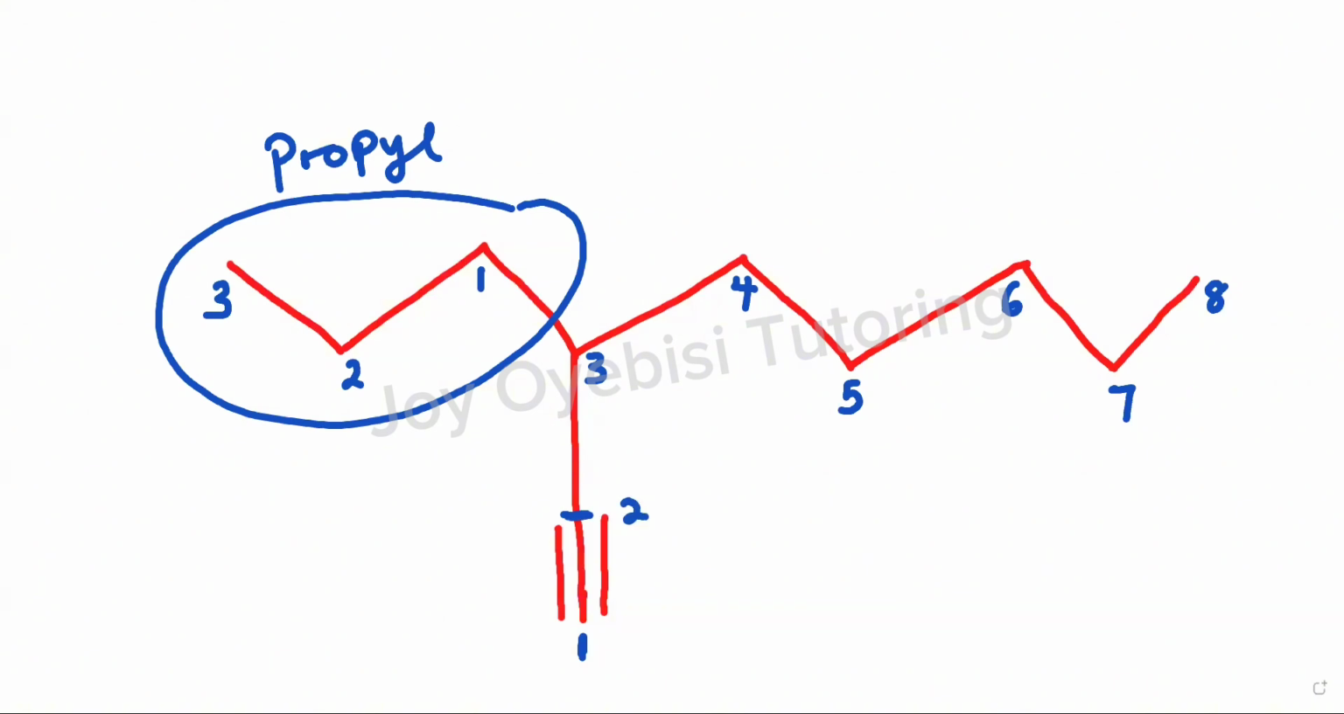Now, we start with the branch. So this propyl group is attached to carbon 3. So we're going to say 3-propyl. And then we have 8 carbons as the longest continuous chain. And the prefix for 8-carbon is oct. The alkyne, the triple bond, started from carbon 1. So the position is 1. So oct-1, and then the suffix for an alkyne is yne. So the name of this compound is 3-propyloct-1-yne.